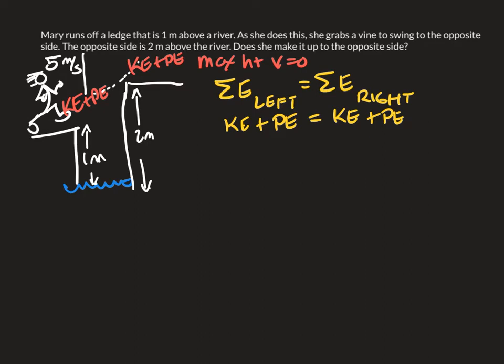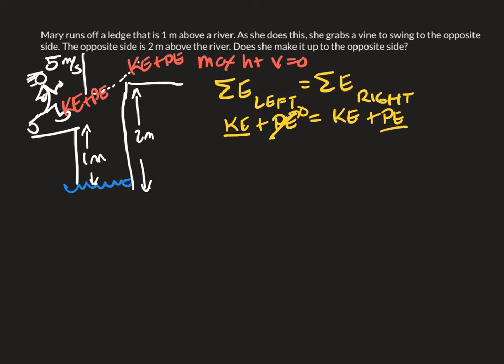So on the left, is she moving? Yes, it's 5 meters per second, so I'm going to keep kinetic energy in my equation. Is she above the other location's height? She's not. She's above the river, but not the other location's height. So since she's not above the other location's height, that's going to go away. On the right-hand side, is she above the left-hand side's height? Yes, she is. So I'm going to keep that energy.